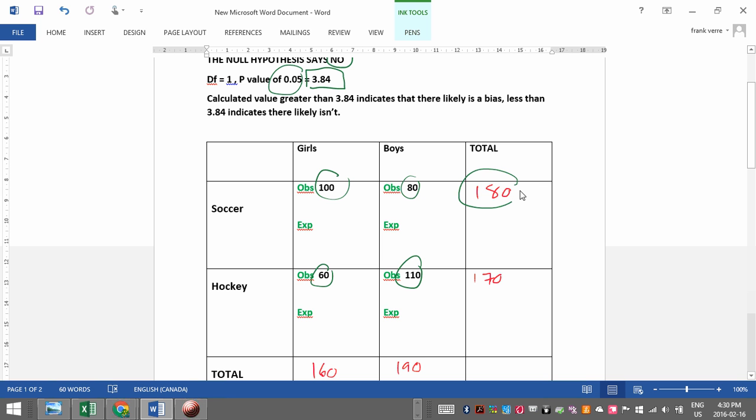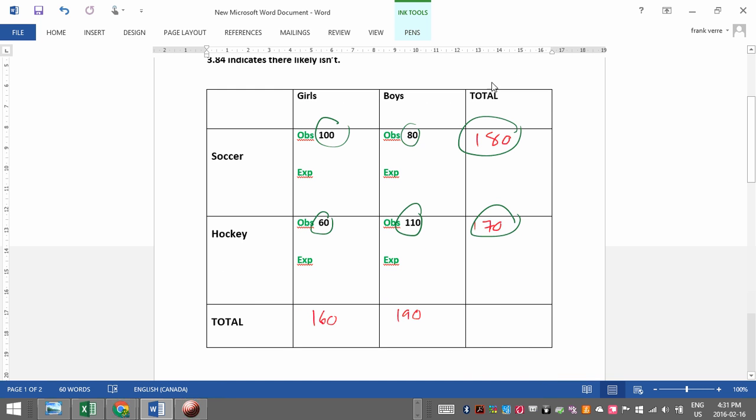So this is the column for your totals for soccer. We have 180 people playing soccer. This is the total for hockey. We have 170 playing hockey. The total of all the individuals is this one, the bottom right corner. So we have 350 kids playing in total. This total is for the total number of girls, so 100 plus 60. This total is for the total number of boys, which is 190, because it's 80 plus 110.